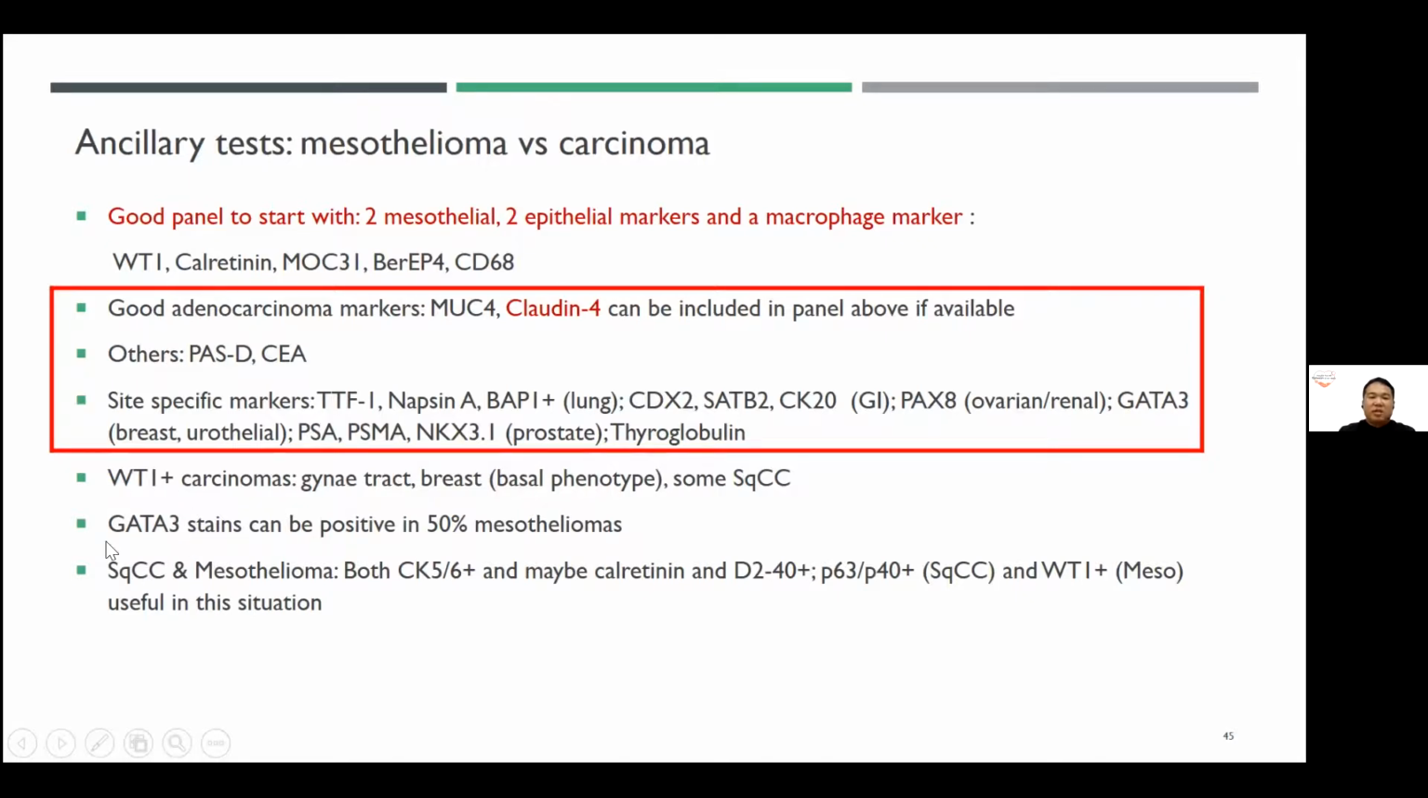GATA3 staining is also positive in 50% of mesotheliomas. So we don't recommend it as a primary screening marker panel. We could use it as a site-specific marker after the primary screening. And about squamous cell carcinoma and mesothelioma, both of them can be CK5 and CK6 positive, and maybe calretinin or D2-40 positive. So sometimes both diagnoses are pretty challenging, especially if the sample is not adequate.